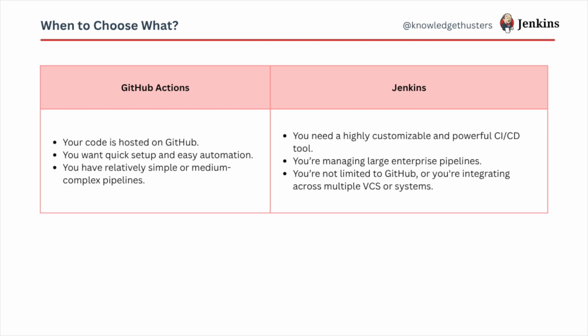When your code is hosted on GitHub and you want quick setup and automation, and you have simpler and medium level pipelines, use GitHub Actions. But Jenkins, if you need a customizable and powerful CI/CD tool, you have large enterprise pipelines, and you are not limited to GitHub. You have other things like SVN, Bitbucket, or any other systems also.